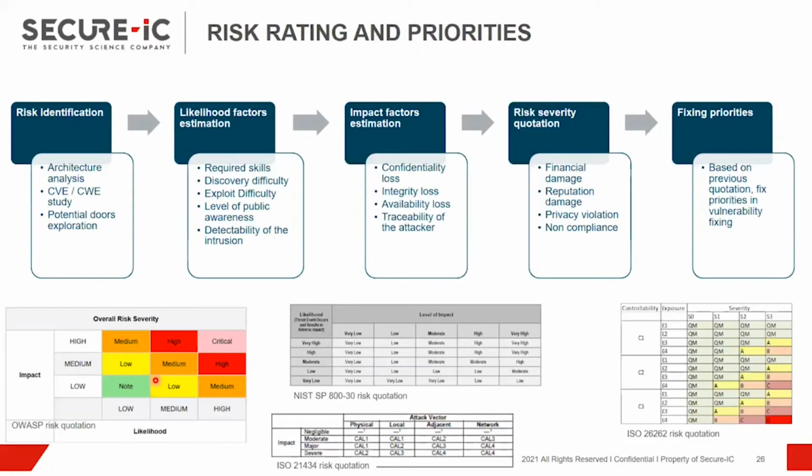The first one is the definition of the potential assets of the system and what the associated risk on the system can be, through a gap analysis of an existing product, through an architecture analysis, or also using existing CVE or CWE studies, as we just spoke about before. Based on that, you will detect the potential risks, potential threats, and attacks on the system.